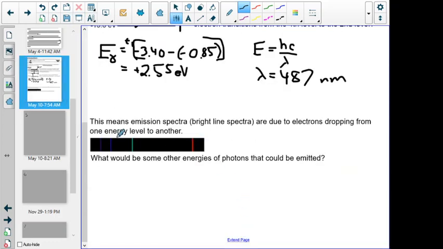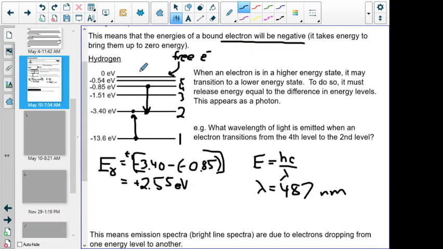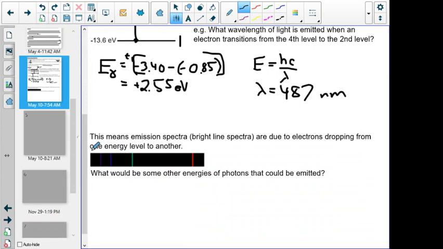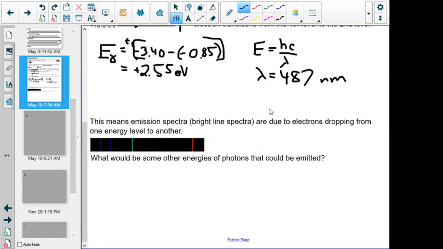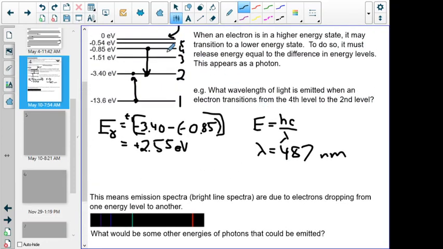Basically we could go back through here and find energy level transitions for all these other lines. If you're really curious about it, you can play around with it and figure it out. But all these bright line spectra are just from electrons dropping from one energy level to another. The energy they give off has to go off as a photon. No other way to do it. And I think if we look at 3 and 2, that gives us our green, I believe. And then 5 and 2 gives us our purple. And then I don't have the one that gives us a red on this diagram.